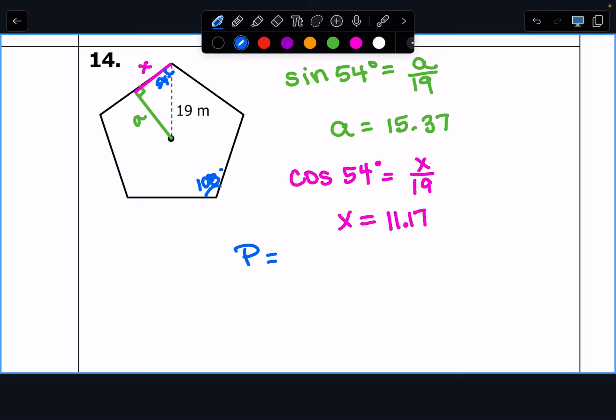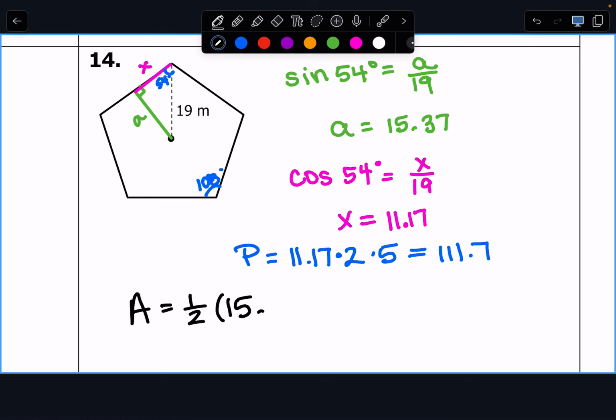So our perimeter, you guys, settle down. We have 11.17 that we're going to have to double to get our side length. How many sides are there? 5. So now we have everything for our area. We have 1/2 times our apothem times our perimeter.